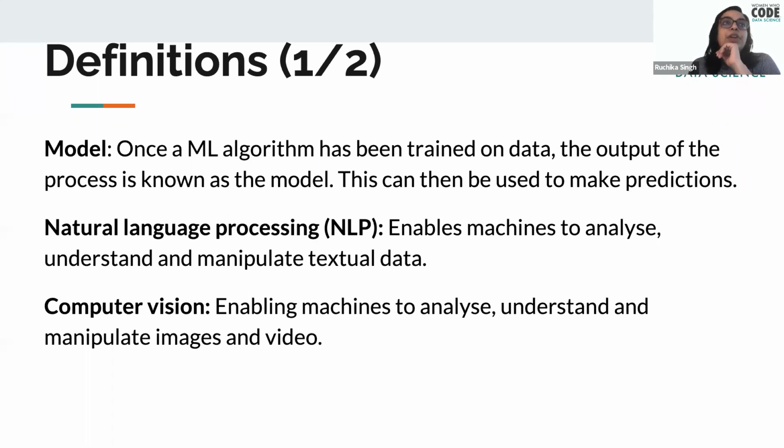We talked a lot about NLP, so I'm just going to skip that. And then computer vision is just enabling machines to analyze, understand, and manipulate images and video. It is really important, because as the modalities of communication change, we need to build new tools, techniques, and methodologies to learn what they are communicating.